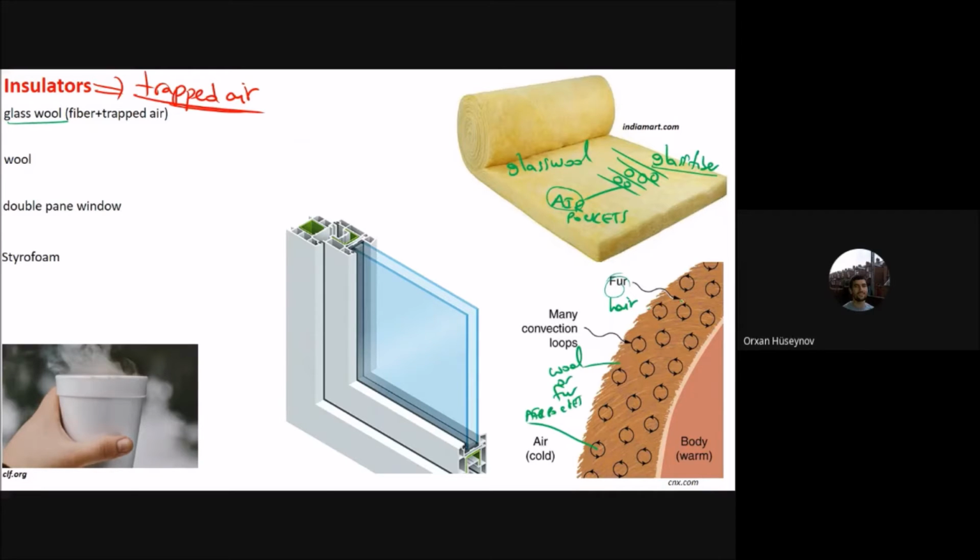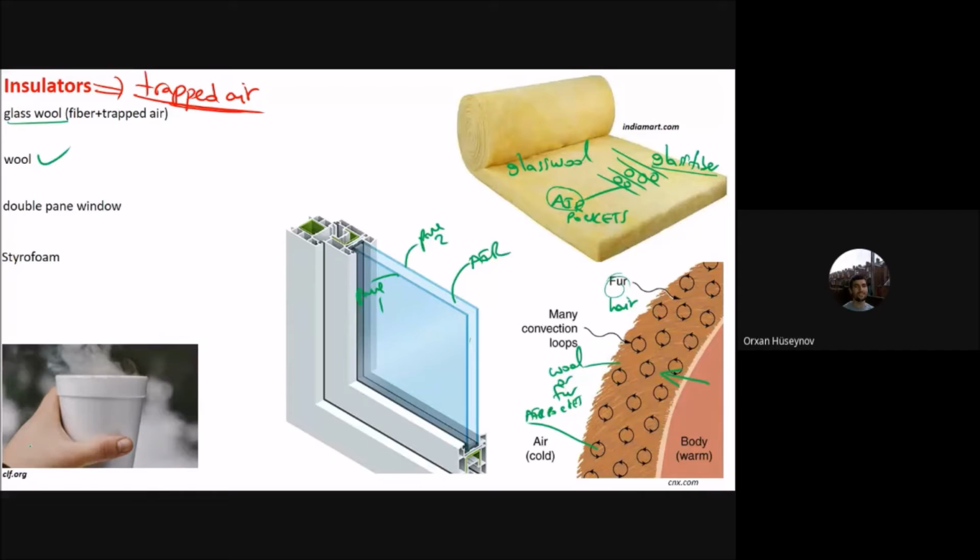Now you have the hair, and at each hair you have the trapped air, and this trapped air decreases the amount of heat transfer from the body or in the opposite direction. Similar to this is the double pane window: you have one pane here, another pane here, and in between you will have this air.